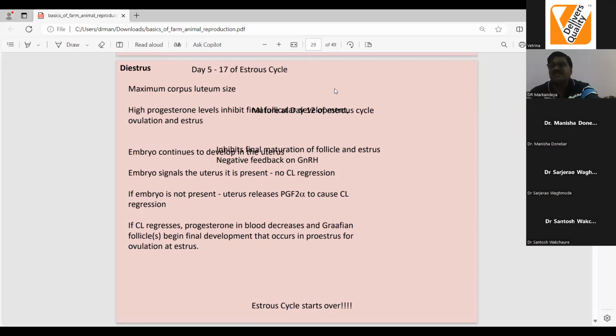Please remember, in any case of infertility, there is no role of progesterone from day 0, that is from estrus, up to day 7. From day 8 onwards, you can go for progesterone supplementation for checking early embryonic mortality, for continuation of the pregnancy and whatnot. 8th day, 12th day, 16th day, or 8th day, 11th day, 14th day, you can have your own schedule and you can supplement progesterone from 8th day onwards.